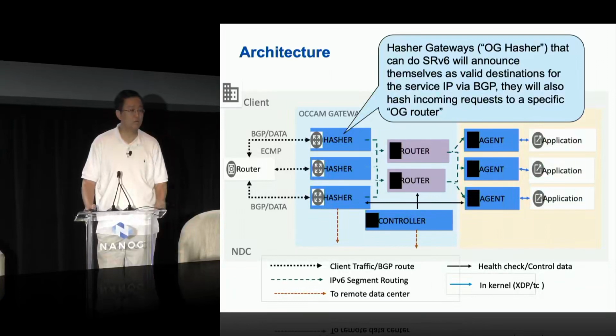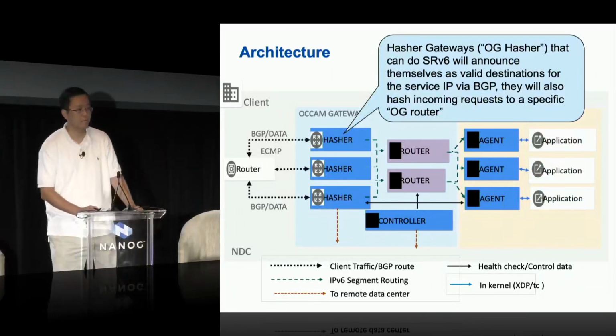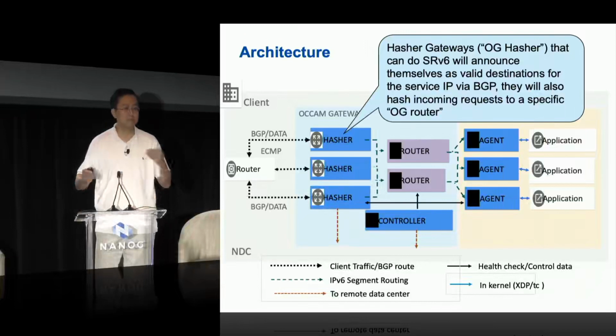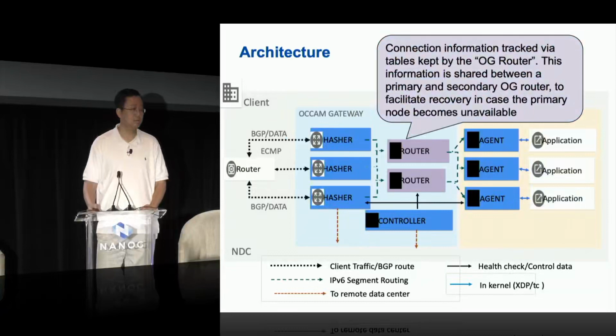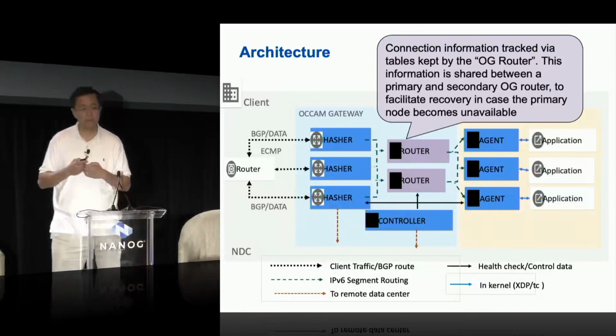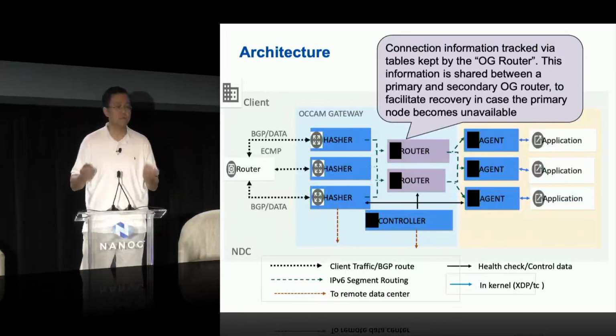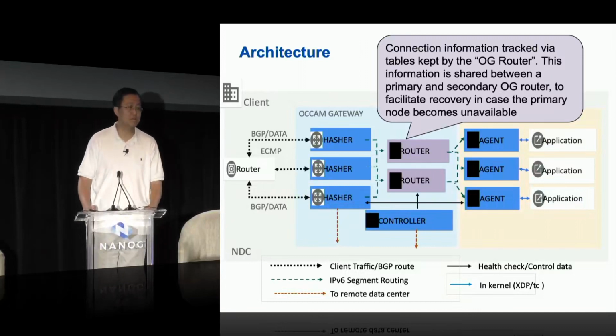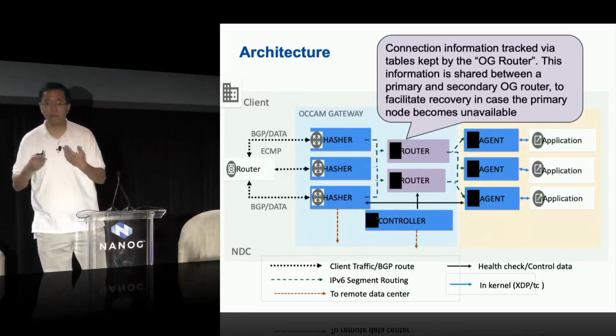They will also take any incoming flows, generate a hash, and send it to one of the second layer, the router elements, the OG router. The OG router is the element that will keep track of the connection. This connection information is duplicated between a primary OG router and a secondary OG router, so that if the primary goes down, the connection information is retained on the secondary and the TCP connection can keep going.